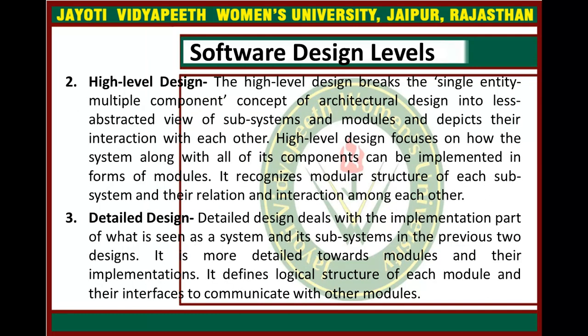Now, the second one is the high level design. The high level design breaks the single entity, multiple component concept of architectural design into a less abstracted view of subsystems and modules that depicts their interaction with each other. So the high level design basically focuses on how the system along with all of its components can be implemented in forms of modules, and it recognizes the modular structure of each subsystem and their relation and interaction among each other.